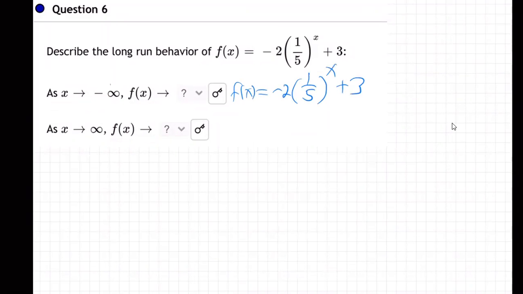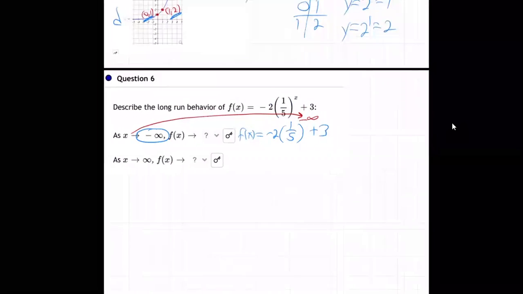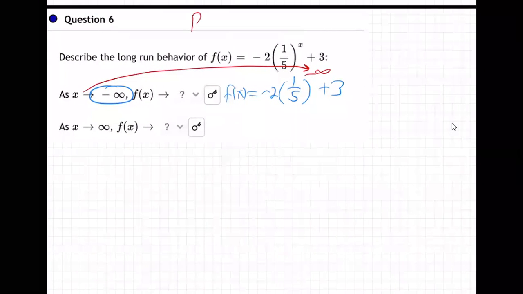And we're going to let x go to negative infinity. So I'm going to put in right here negative infinity for x. So what does that mean? Well, do you remember what a negative power does? What is the exponent rule? So here's what they're testing here. Let me see if you know the rule.